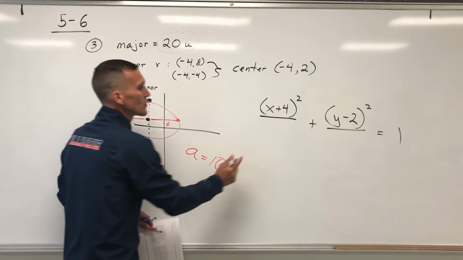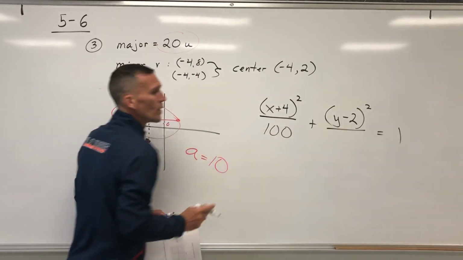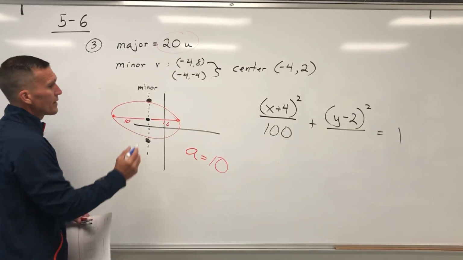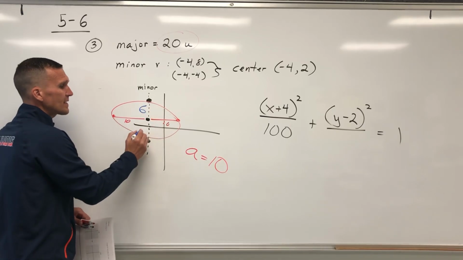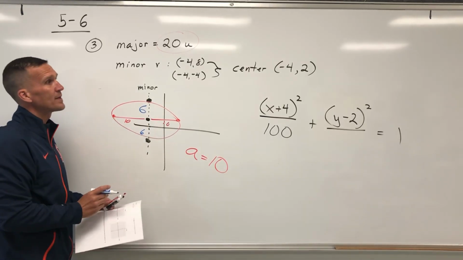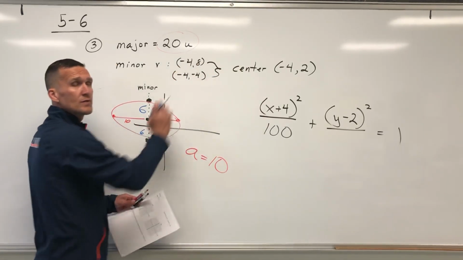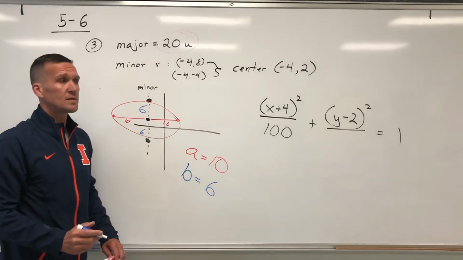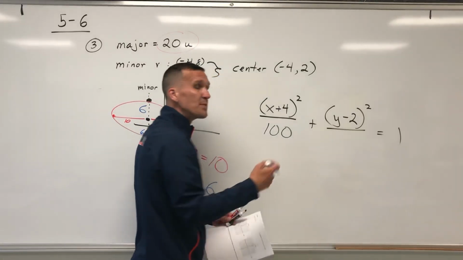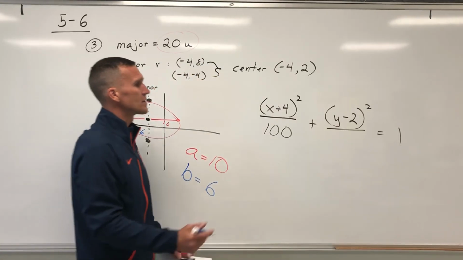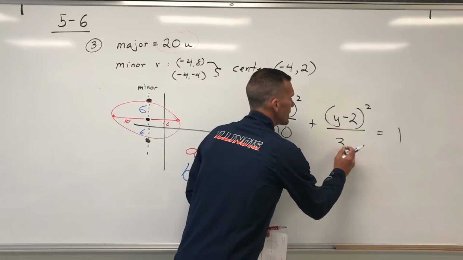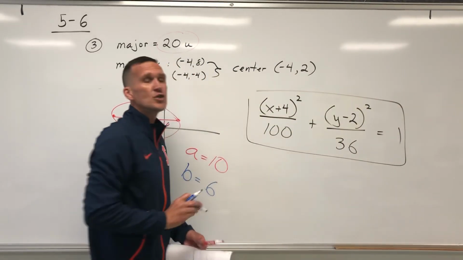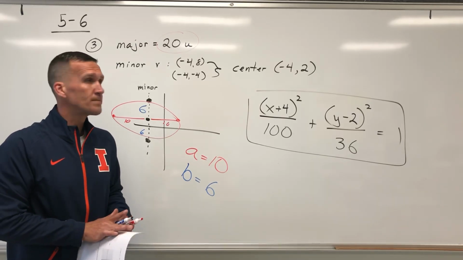So 10 squared is 100. Now, we already knew that up and down was 6 spaces up and 6 spaces down, because of the center to those vertices. So my b value is 6. But the denominator is b squared, so I have to take 6 and square it, which is 36. And that is the equation from the given information.